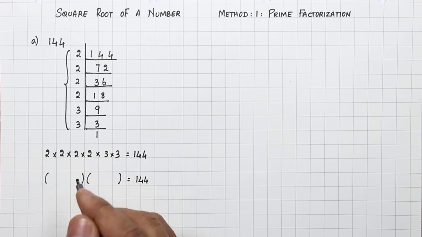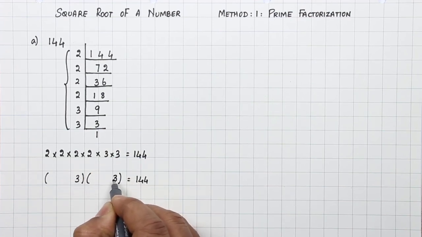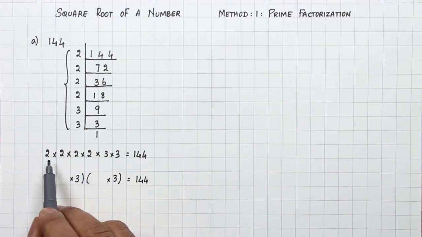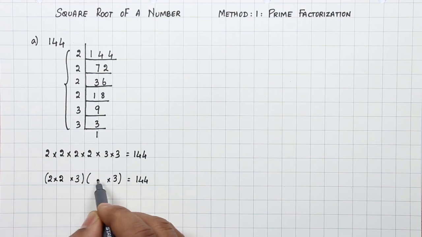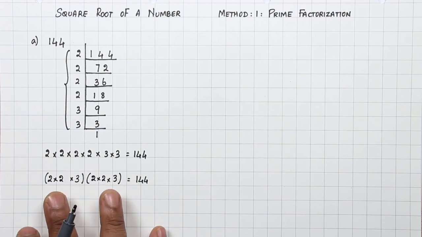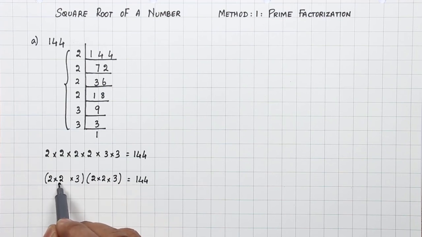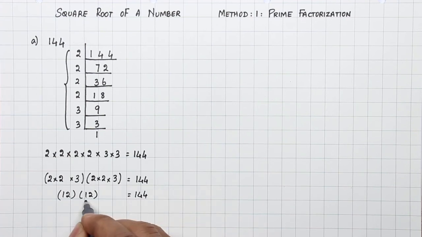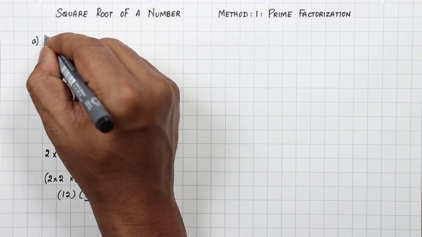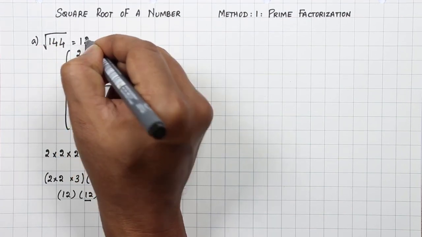So I have two 3's here, so I'll put one 3 here and the other 3 there. Now out of these four 2's here, I'll put two 2's here and the remaining 2's here. So I have two identical factors. Now these factors clearly tell me this is 4 times 3, which is 12, and 12 times 12 is 144, which is a perfect square. So the square root of 144 is 12.